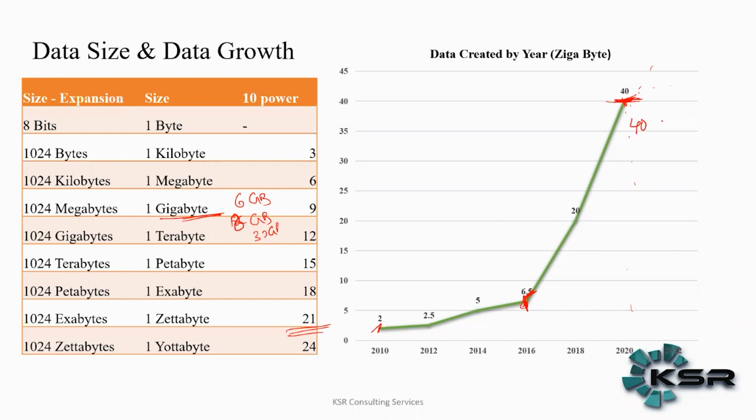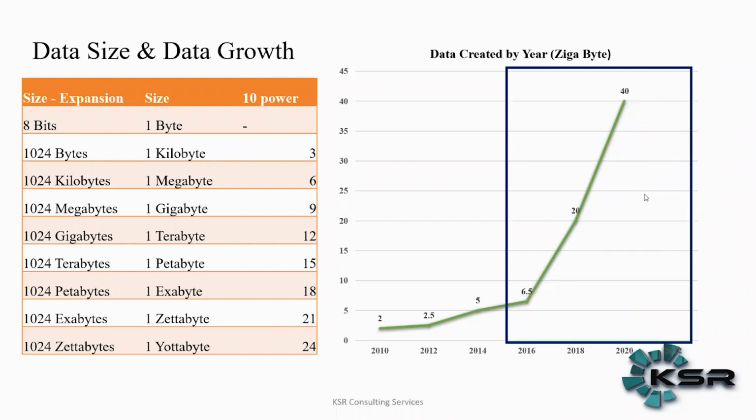40 means 40 into 10 to the power of 21. It means I need to keep adding the zeros. How many times do I need to add? I should keep on adding. Just imagine the volume of the data. Just concentrate on this volume of the data, how it is increasing exponentially.